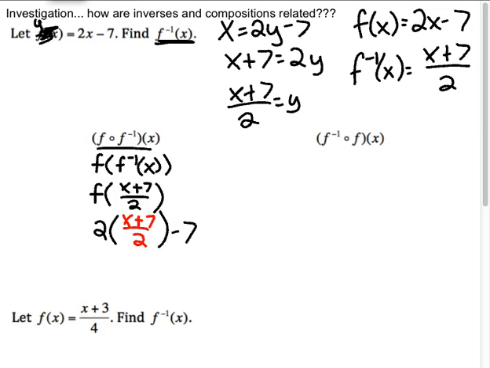Okay, and now let's notice what happens. Well, remember, these twos can cancel. So I just have x plus 7 minus 7. And I just get an x.